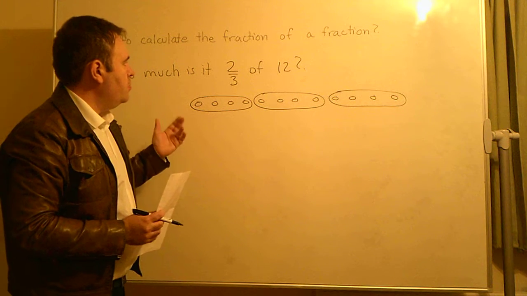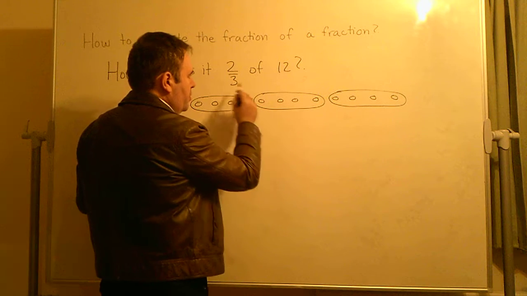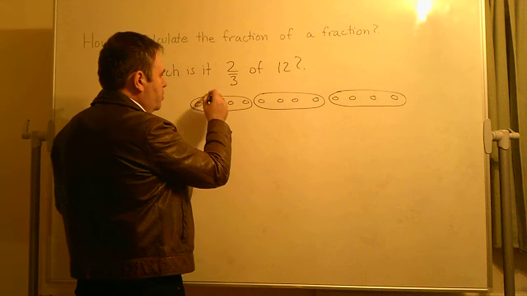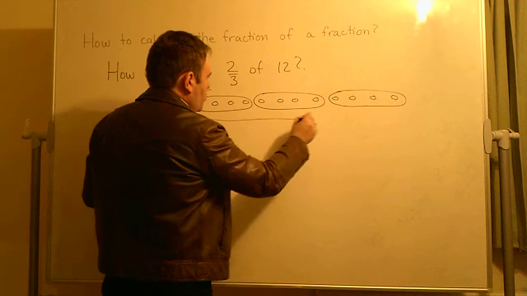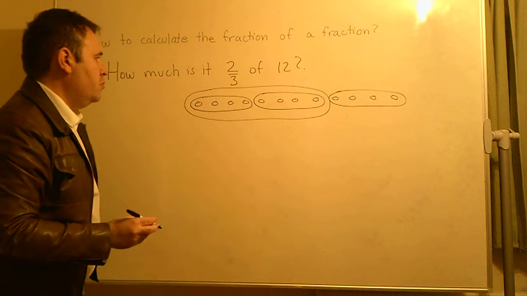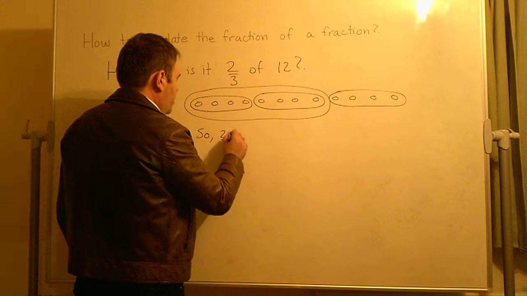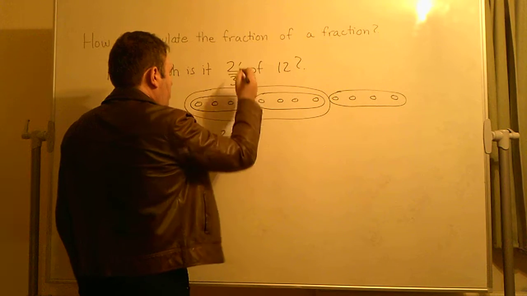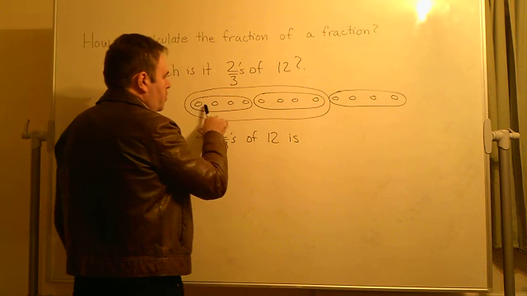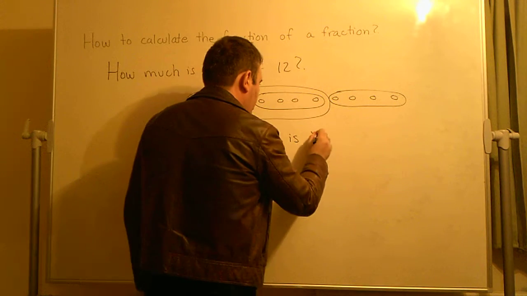And then, how many sets do we take? We have 3 sets, because we need to divide it into 3. And how many do we take? 2. So, 2/3 of 12 is how many? 1, 2, 3, 4, 5, 6, 7, 8 is 8.